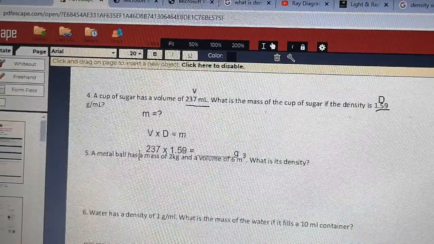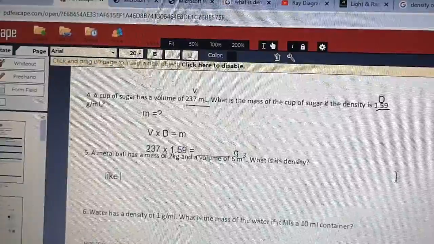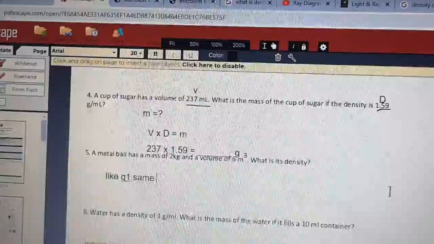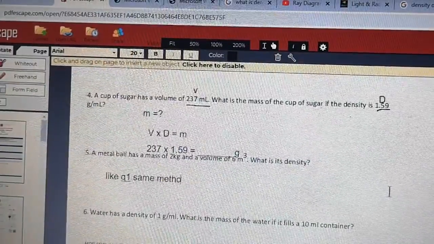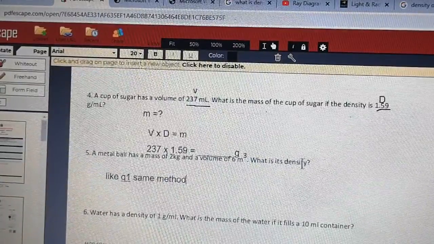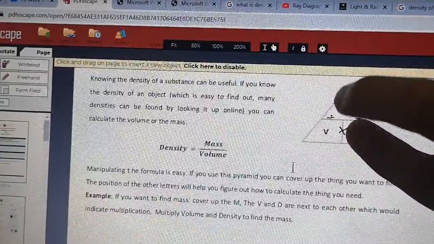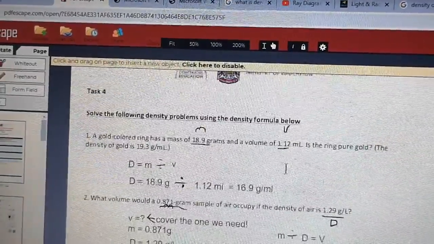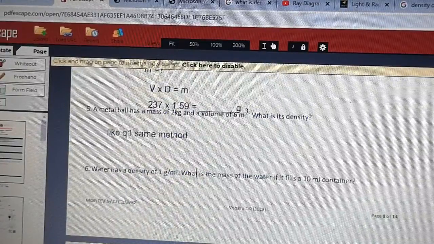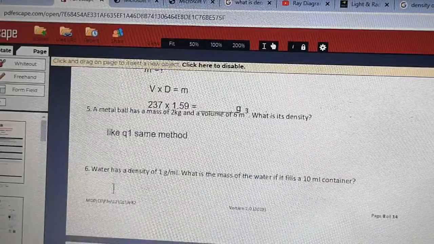Question 5 is the same as question 1. So it's not the same, but it's like question 1, so same method. So you can practice and try that one yourself. This is what is the density here. Okay, what is the density? Go up here, cover the D, what do we have? Mass divided by volume. And in this one, it's asking you what is the mass. So you cover the mass. This one is like question 4.